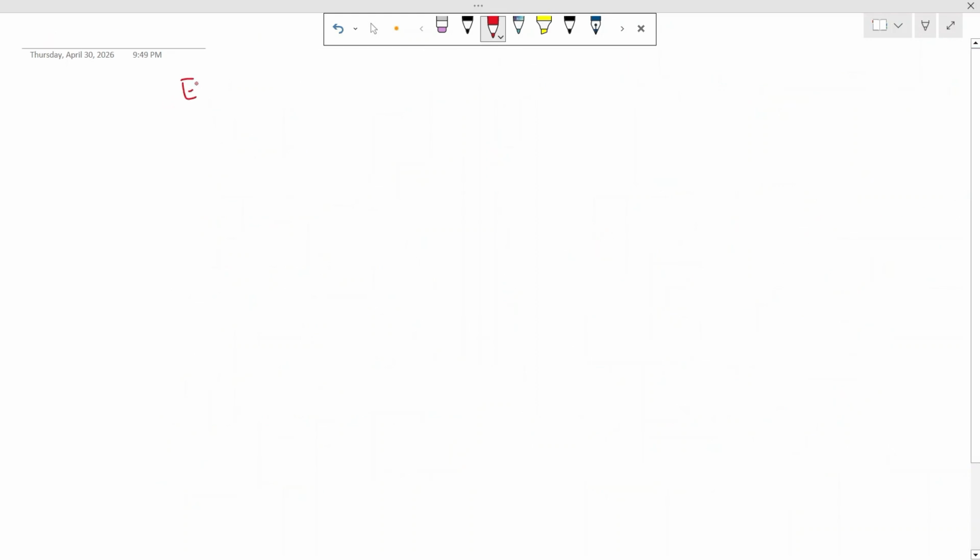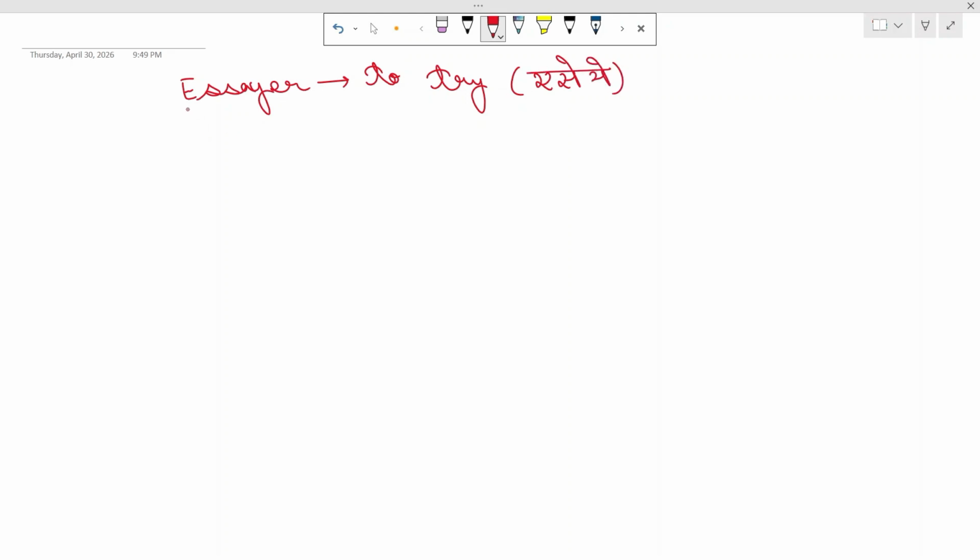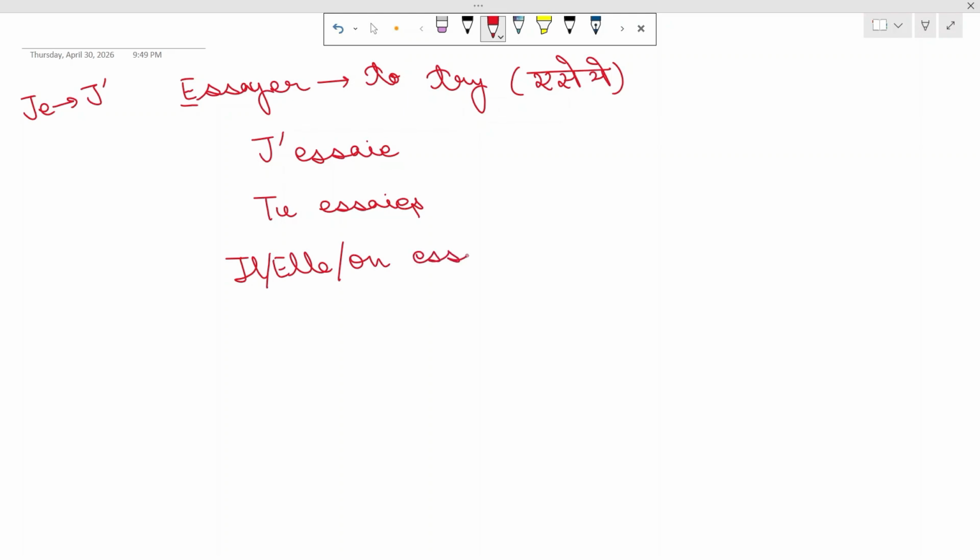So the next verb is essayer, which means to try. Since it is starting with a vowel, subject pronoun je will change into j apostrophe, and y will change into i. J'essaie. Tu essaies, il, elle, on essaie. No change in the nous form.